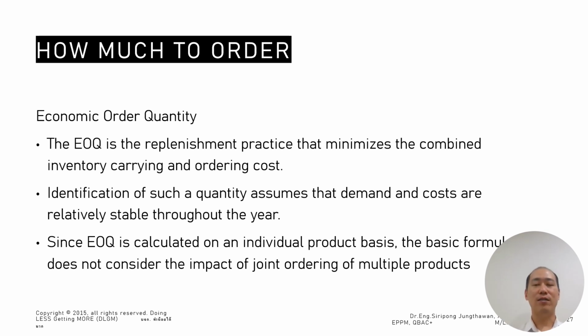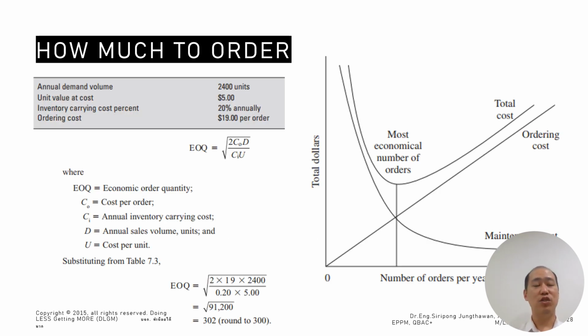Since EOQ is calculated on an individual product basis, the basic formulation does not consider the impact of joint ordering of multiple products. You can see in this diagram that the order cost is going up, and the carrying cost is going down. So the point where they fit together, the EOQ point, is here. The total cost is minimum, so we call it EOQ.